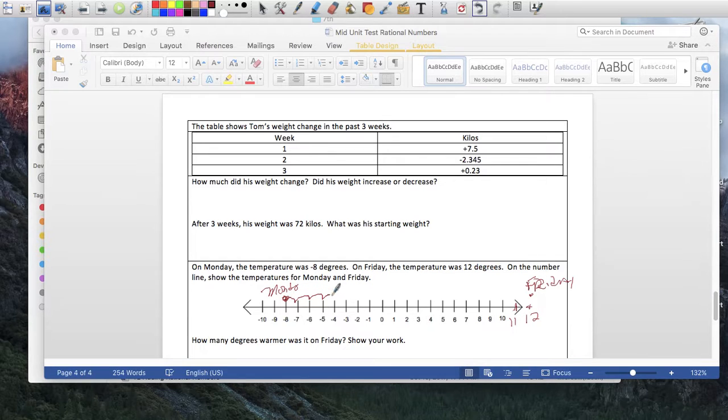It went 1, 2, 3, 4, 5, 6, 7, 8, 9, 10, 11, 12, 13, 14, 15, 16, 17, 18, 19, 20. So the temperature got warmer by 20 degrees. Okay, and you can use the number line to show your work.